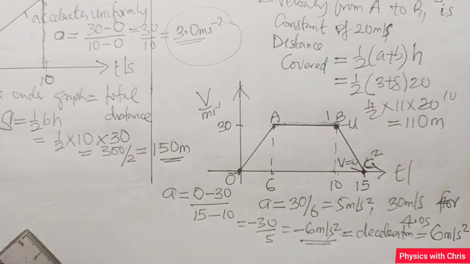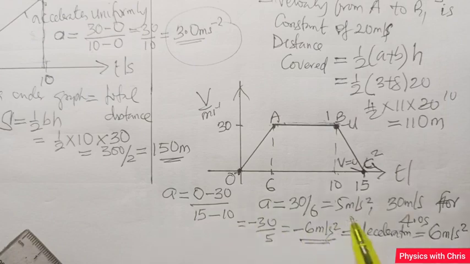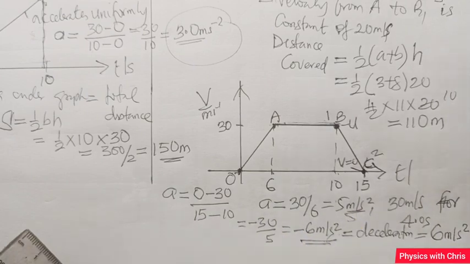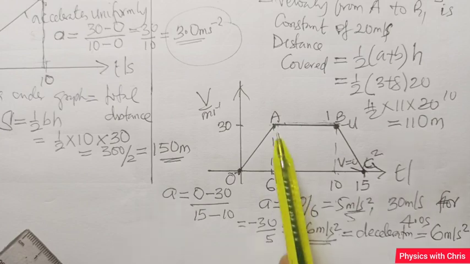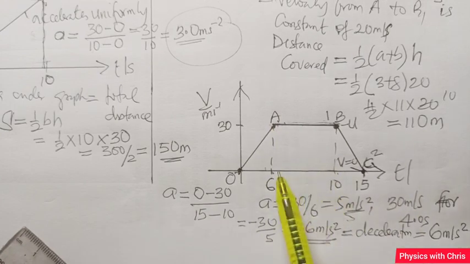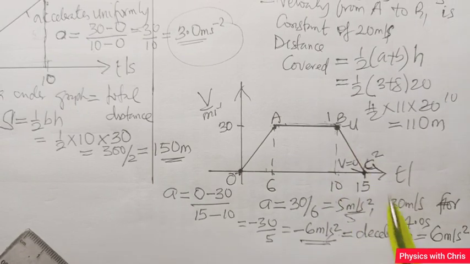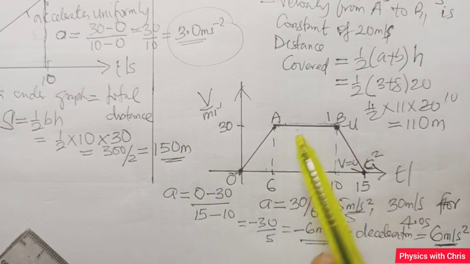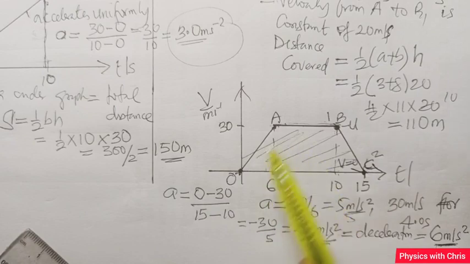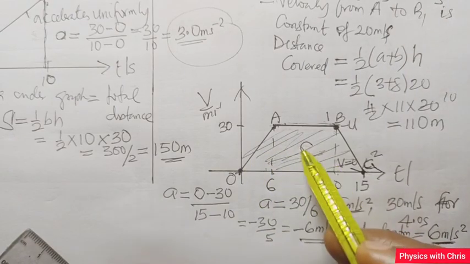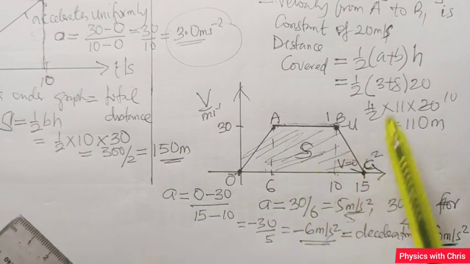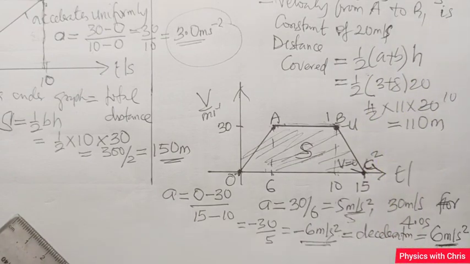The body starts from rest, accelerates uniformly at the rate of 5 meters per second squared, attaining a maximum speed of 30 meters per second after 6 seconds. It maintained the maximum speed for the next 4 seconds, after which the brakes are applied, which brings the body to rest with a constant deceleration of 6 meters per second squared. And the area, which has the shape of a trapezium, represents the total distance traveled. You can also calculate it using this formula. Okay, so that is how I'm going to end this lesson today.